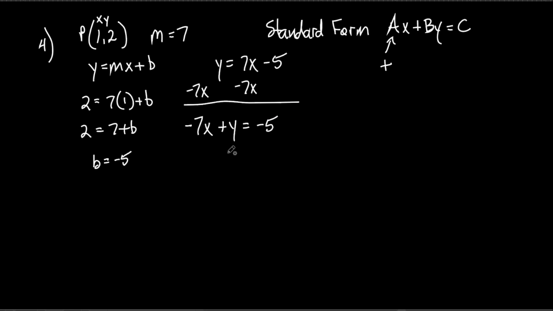Am I done? Is that standard form? It's close. What's the only problem with this? Right, this negative 7 is a negative. Remember, the a, the thing that's with the x, has got to be positive. How in the world am I going to make that a positive? Well, I just multiply it by a negative, not by a negative 7.